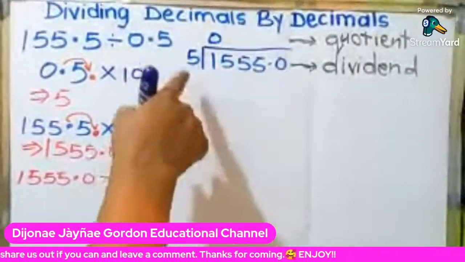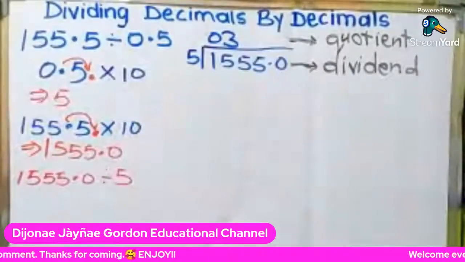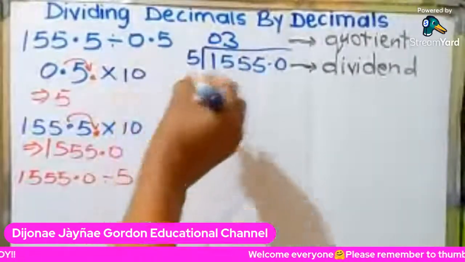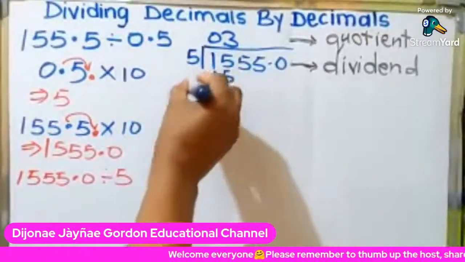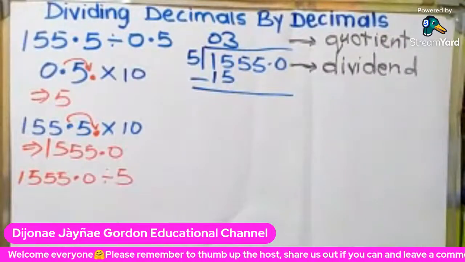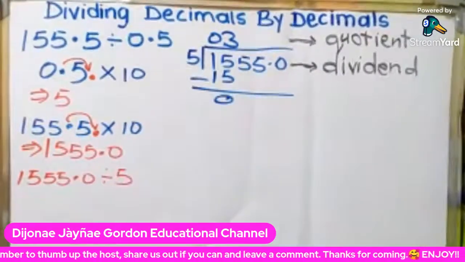And of course, how many groups of 5 can you get from 15? You can get 3 groups of 5s. And of course, 5 multiplied by 3 or 3 multiplied by 5, you are going to get 15. So draw your line and of course, you're going to take away. You have 15 things and you give away all 15 of them. You have 0 left.